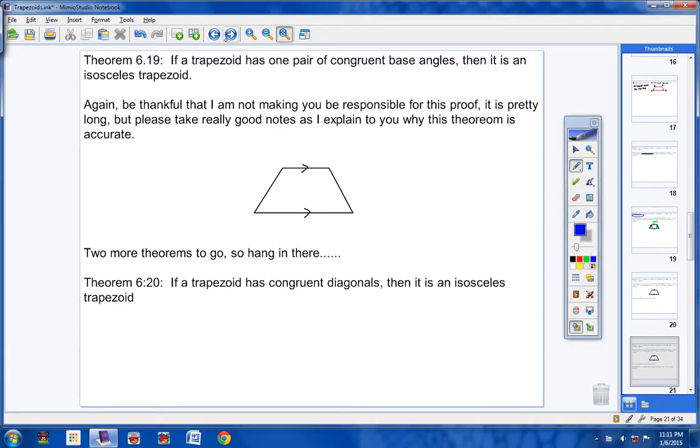Alright, here we go. Theorem 620. Please copy this in your notes. You're responsible for it. If a trapezoid has congruent diagonals, then it is an isosceles trapezoid. Okay, copy that down. If a trapezoid has congruent diagonals, then it is an isosceles trapezoid. So please take some really good notes, okay?